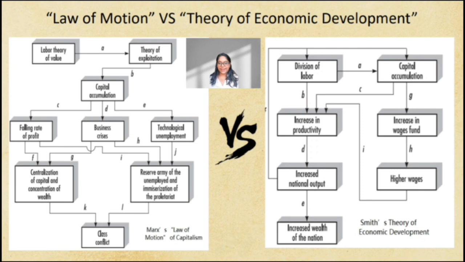In Smith's opinion, when the increase in the wages fund exceeds the increase in the number of laborers, the average wages will rise. You can see the arrow G and H. Lastly, the higher wages will enhance the health and energy of the workforce, further increasing their productivity, as you can see in arrow I. If you realize, the cycle of events promoting economic growth then repeats itself. As you can see, when productivity increases, the national output increases and increases the wealth of the nation, which is shown by arrow E.